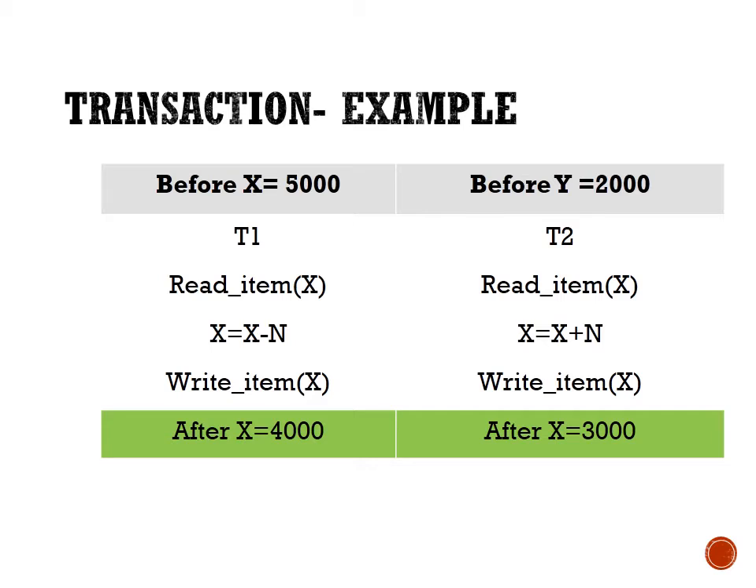In terms of a database, we can say that T1 is transaction 1 and T2 is transaction 2. First, transaction T1 reads the data item X. Then it debits the amount N from X. Then it writes this value back to the disk. Then transaction T2 again reads the item X, adds an amount N to the value of X and writes that X back to the disk.